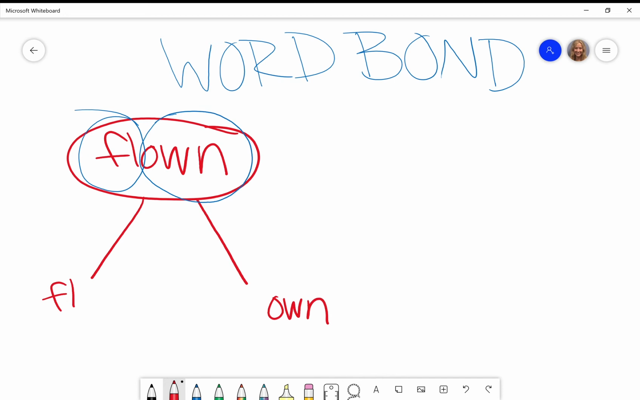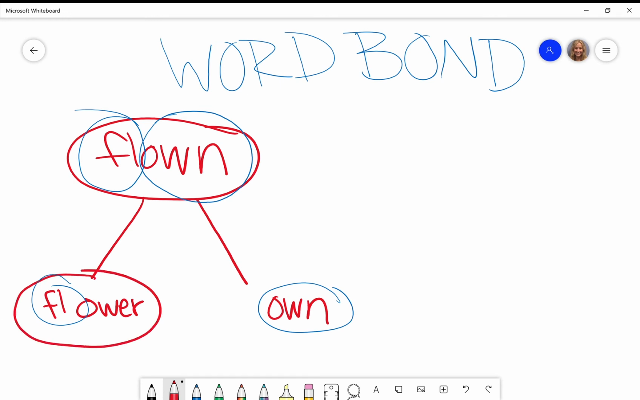Now that I am here, I am going to create a word that starts with this FL. A word that I know starts with FL is the word flower. And there's my FL word. Now I need to think of a word that ends with OWN. I'm thinking of the word crown, maybe? And there we go. There is one of my word bonds.